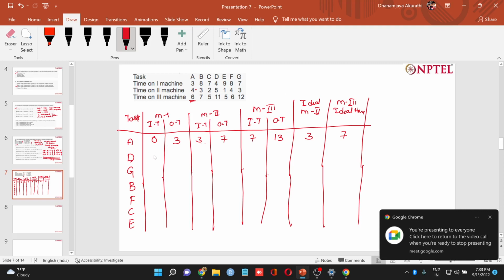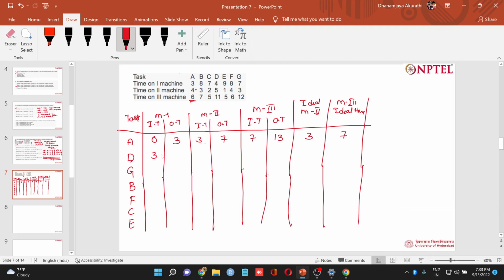And next we can see, for job D on machine 1, in time is 3 hours and out time is 3 plus 4, 7. And here the in time for machine 2 is the maximum of the out time of machine 1 and the out time of machine 2 on the previous job. Here 7, same. And out time is 7 plus the process time of machine 2, which is 5, 12 hours.